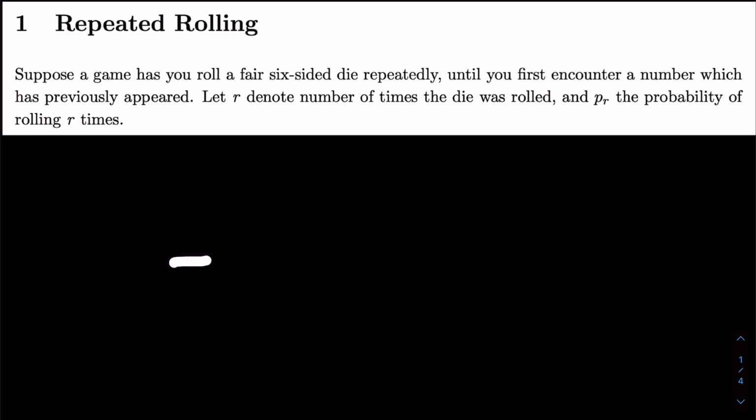Say on the first roll, you get a 3, the second roll a 6, the third roll a 2, and on the fourth roll you get another 2. So the R value for this game would then be 4. And P sub R would then denote the probability of such a game occurring where there are exactly 4 rolls.